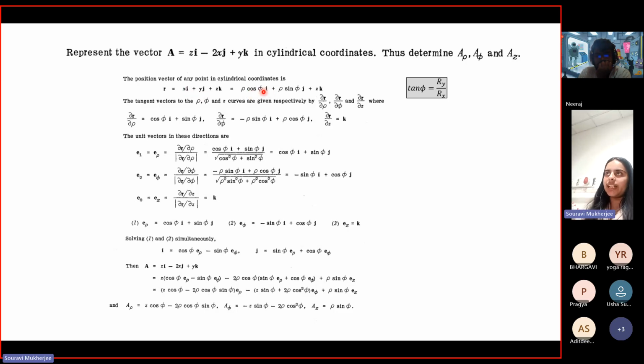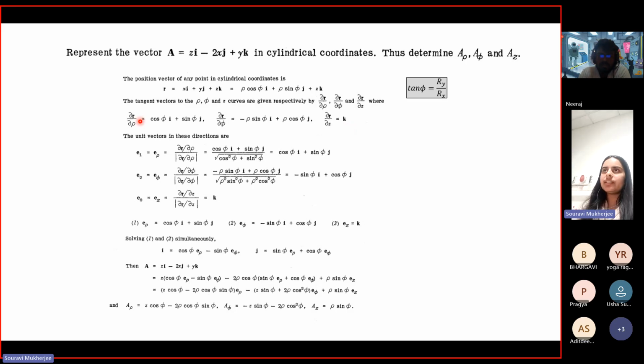Still, your i cap, j cap, k cap remain. Basically, you now have to change i cap, j cap, k cap to rho cap, phi cap, z cap. That's what we want to do. For this, we find tangent vectors to the rho, phi, and z curves. Basically, what we do is del r by del rho, del r by del phi, del r by del z. How do we do del r by del rho? Just looking at this and doing the partial derivative, this is what you get. Similarly, you can do a derivative with respect to phi, and with respect to z.